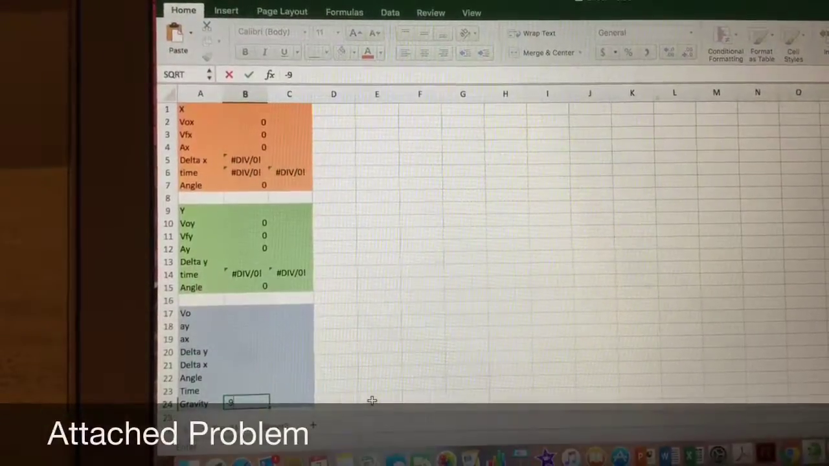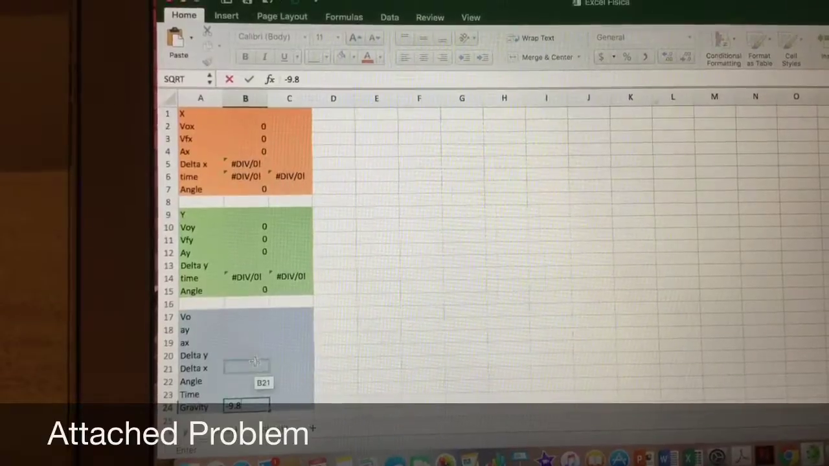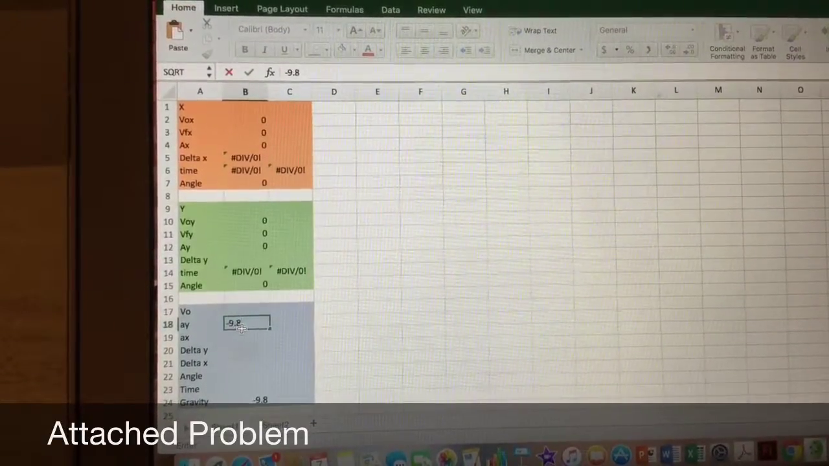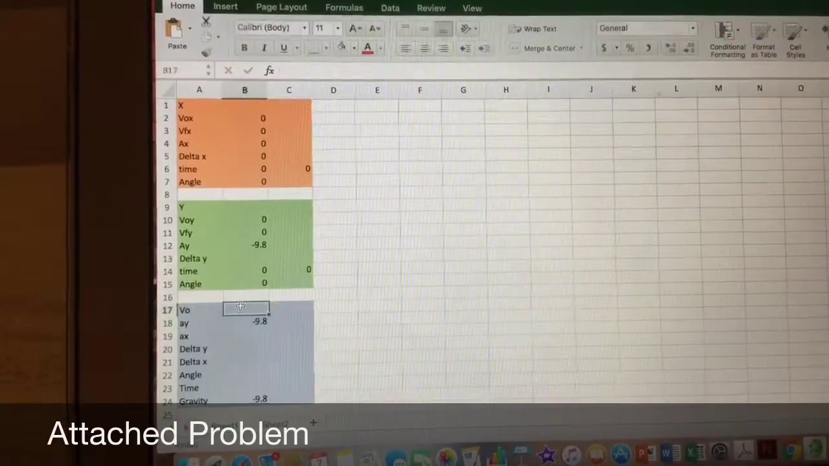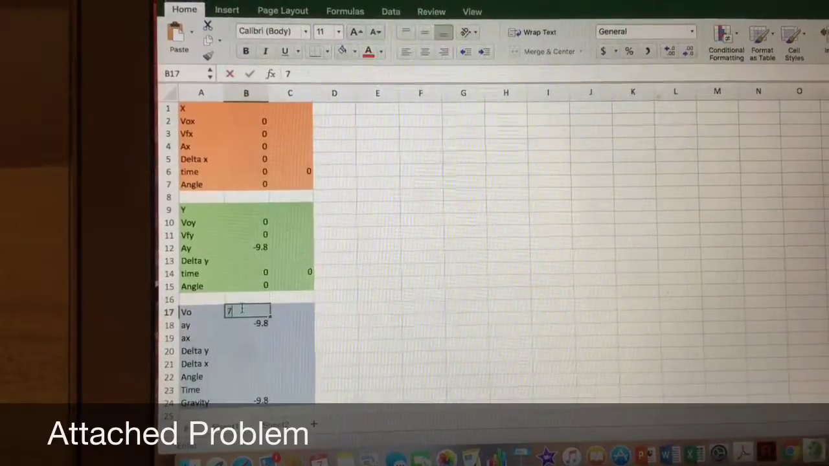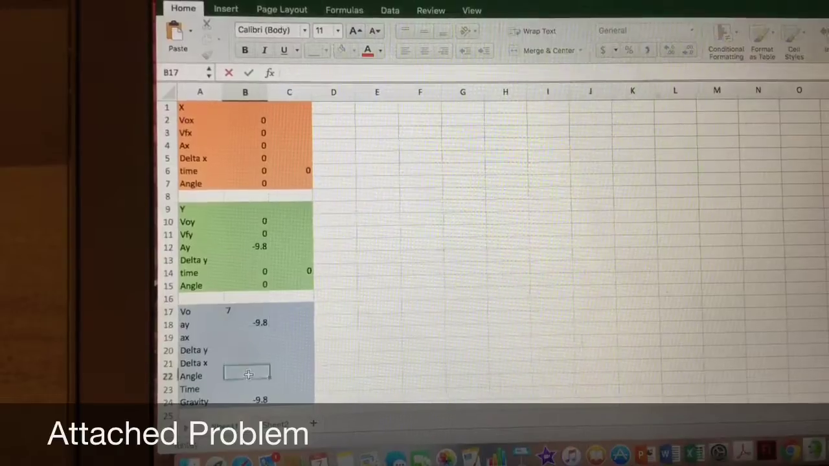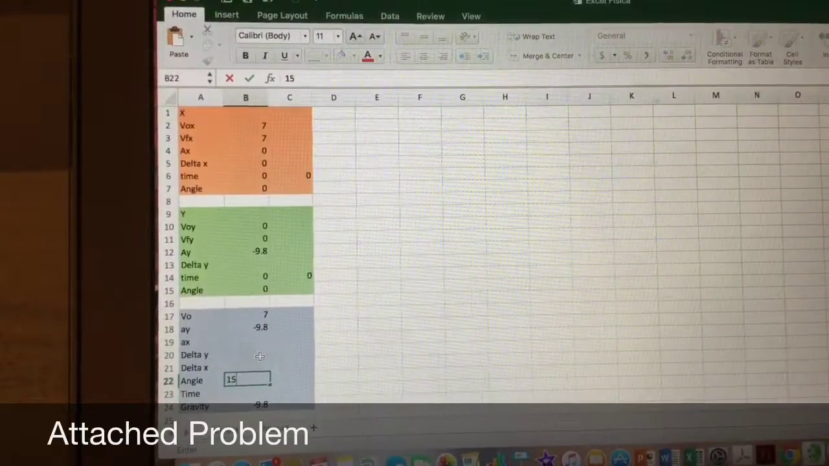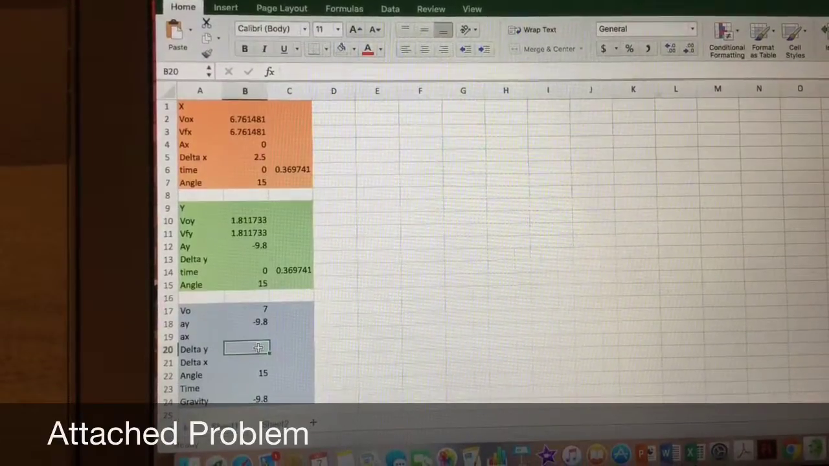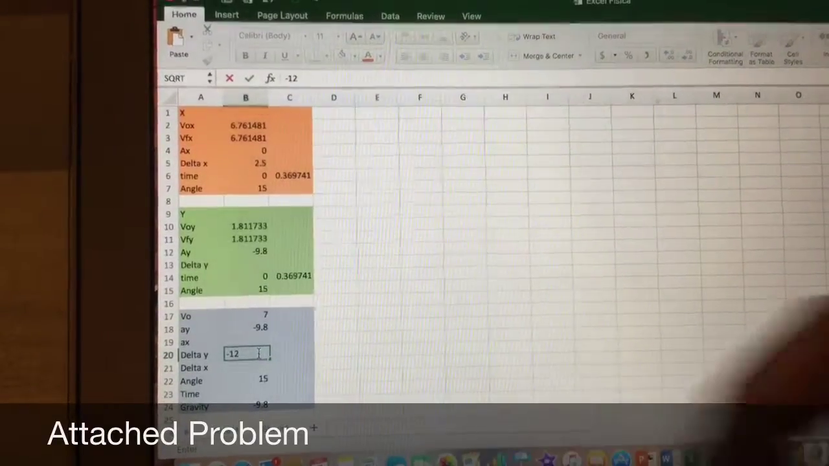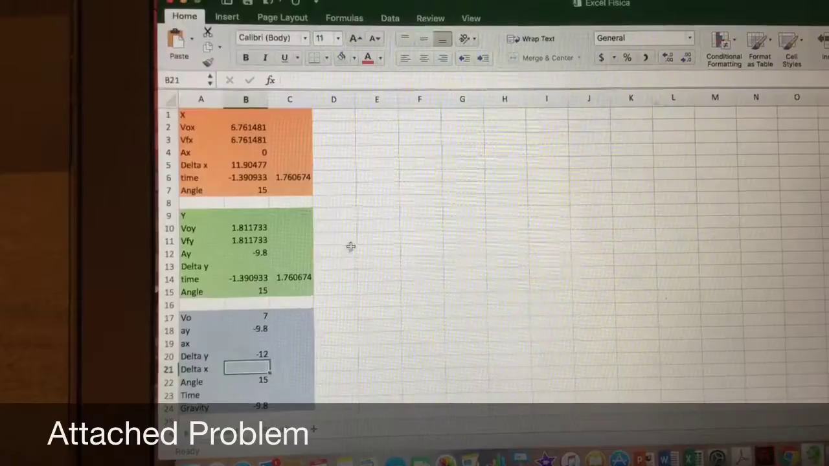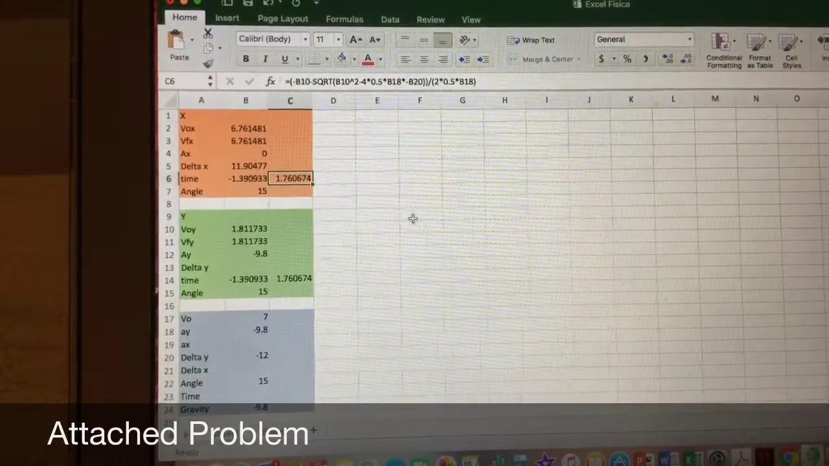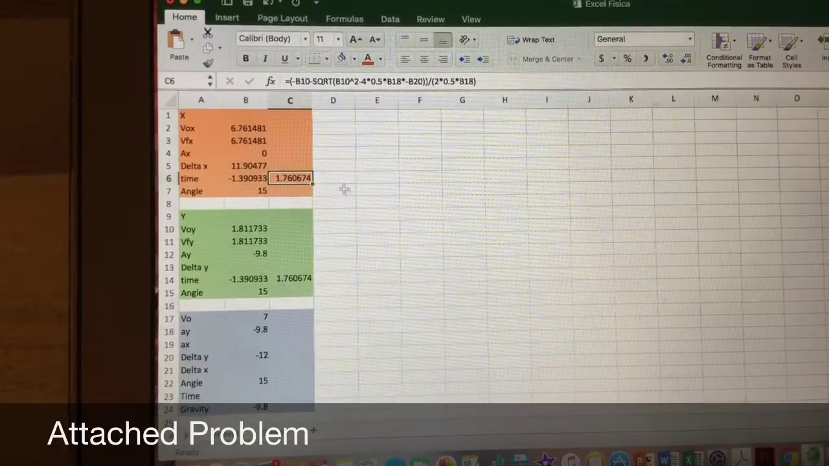First, we have to input, as always, a gravity, which is negative 9.8 meters per second squared. Then we put that the initial velocity is 7 meters per second. Then the angle, which is 15 degrees, and delta y, which is negative 12. Then we get that time is 1.7 and delta x is 11.90.